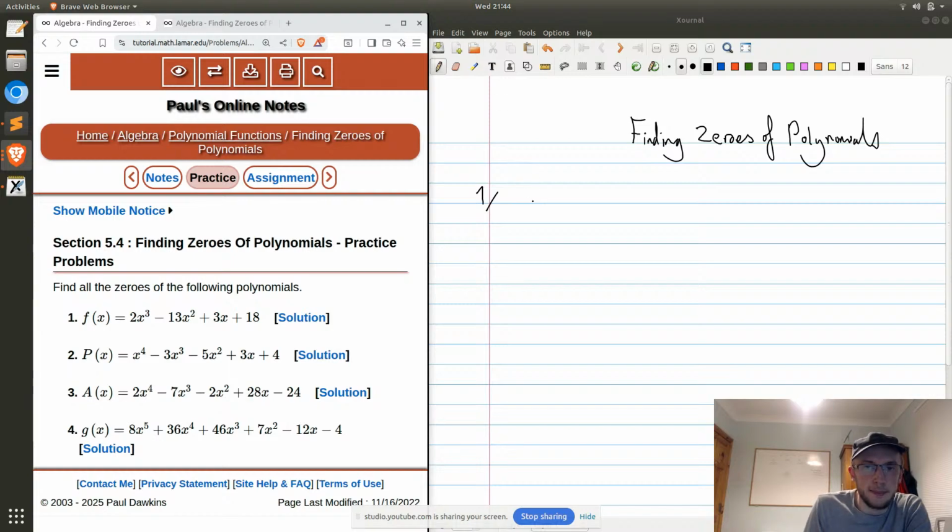So I'm just going to try 1. I'm going to try 1 and then negative 1, because they're simplest to do. So if I try 1, I get 2 minus 13, which is minus 11, plus 3, which is minus 8, plus 18, which is 10, which does not work. If I try minus 1, then I get minus 2, minus 13, minus 3, which is minus 18, plus 18, which does work. So that works.